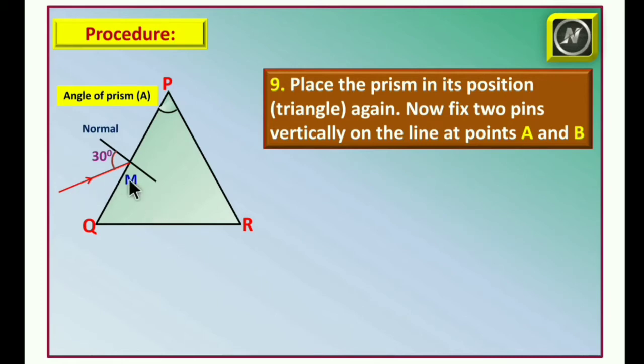After drawing this line, place the prism in its position again. Now, fix two pins vertically on the line at points A and B. So, at these points A and B, place two pins vertically.